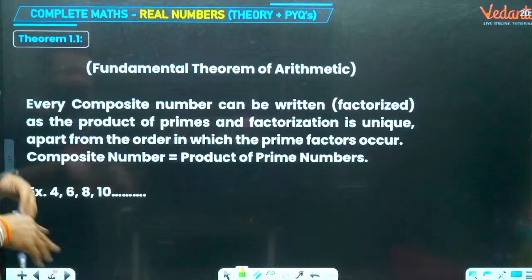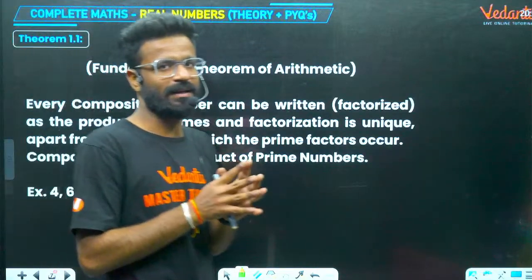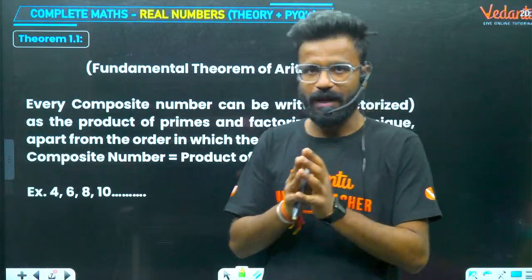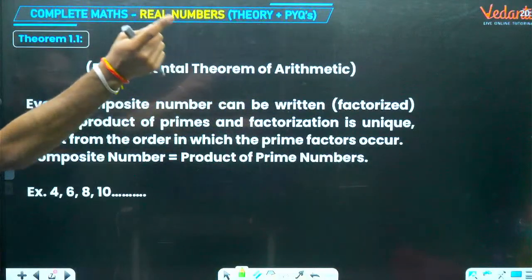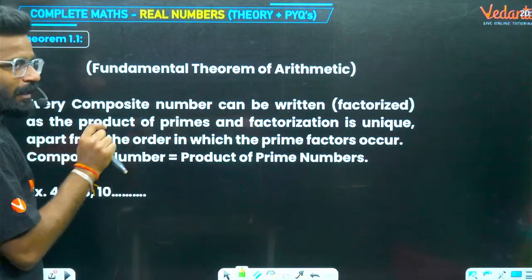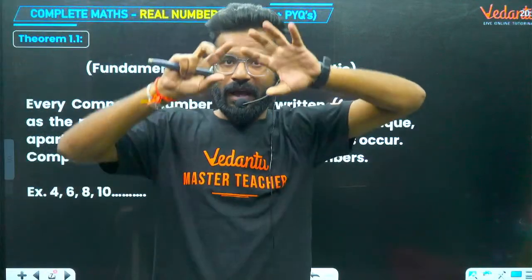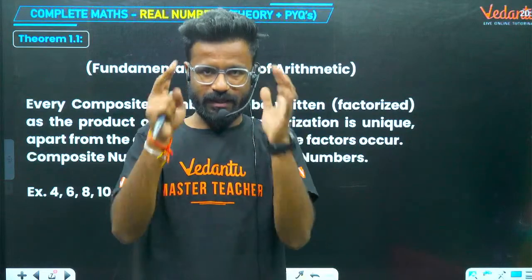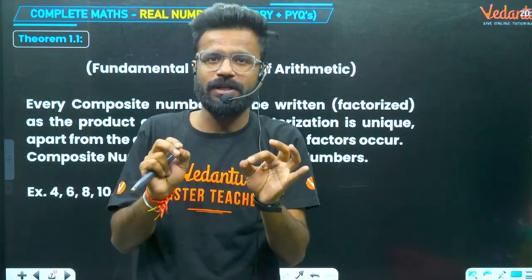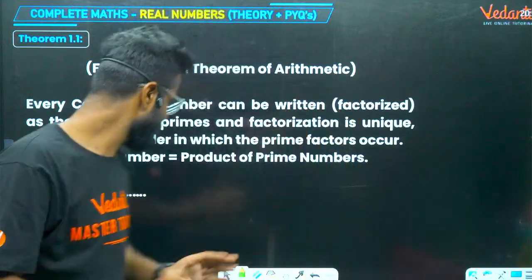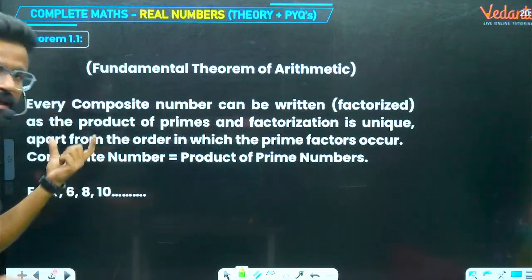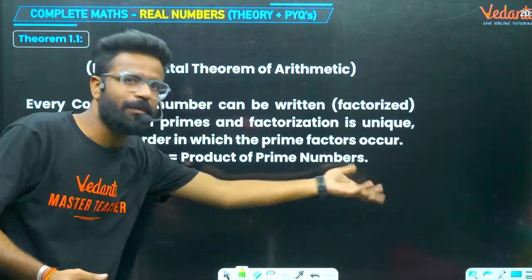So the question may be asked from the topic fundamental theorem of arithmetic. This is a very important theorem. What is the fundamental theorem of arithmetic? It says that every composite number, listen carefully, every composite number can be written as the product of prime numbers. Simple. Composite numbers can be written as a product of prime numbers.